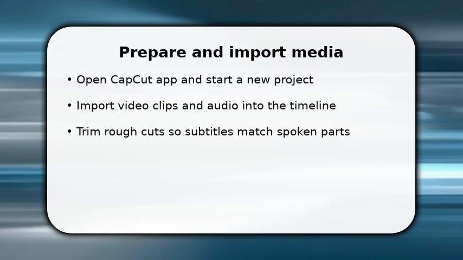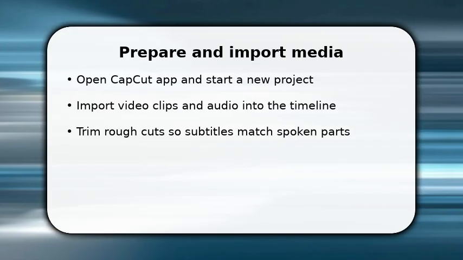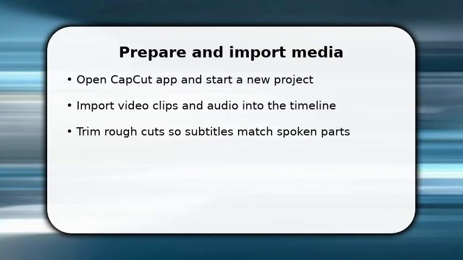You begin by opening CapCut and creating a new project. Import the video you want to subtitle and any separate audio. Place the clip on the timeline and trim obvious dead space so captions line up with speech. Once done, scrub through to note where sentences begin and end. This makes timing far easier later.